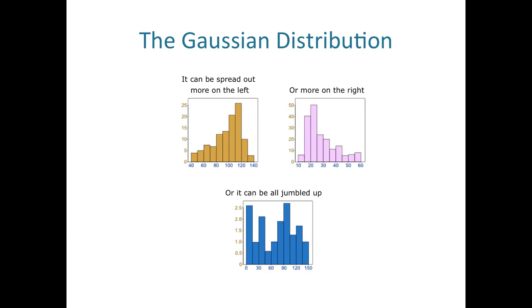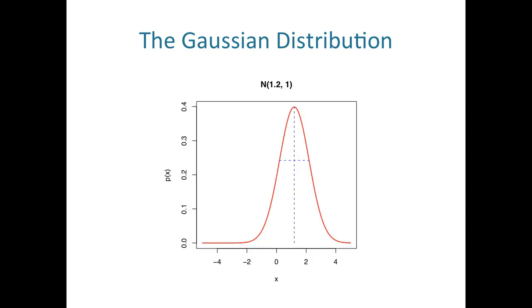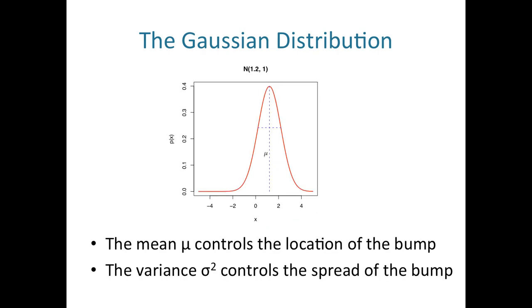There's one really interesting type of continuous distribution, which is the Gaussian distribution. If you take a look at how Gaussian distributions can be distributed, values can be spread out more on the left, more on the right. But in general, the interesting thing about Gaussian distributions is that they always have a mean and a variance. The mean always represents the location of the bump, and the variance is how spread out the bump is.